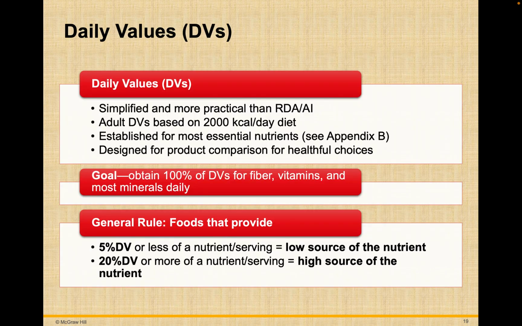And also, how healthy is it? If you look closely at the food label on the prior slide, you see that the nutrients are listed as a percent of DV, or daily value. Daily values are a simplified version of the RDA, or the recommended dietary allowances, and are based on a 2,000 calorie per day diet. Their purpose is to help us compare one product from another.